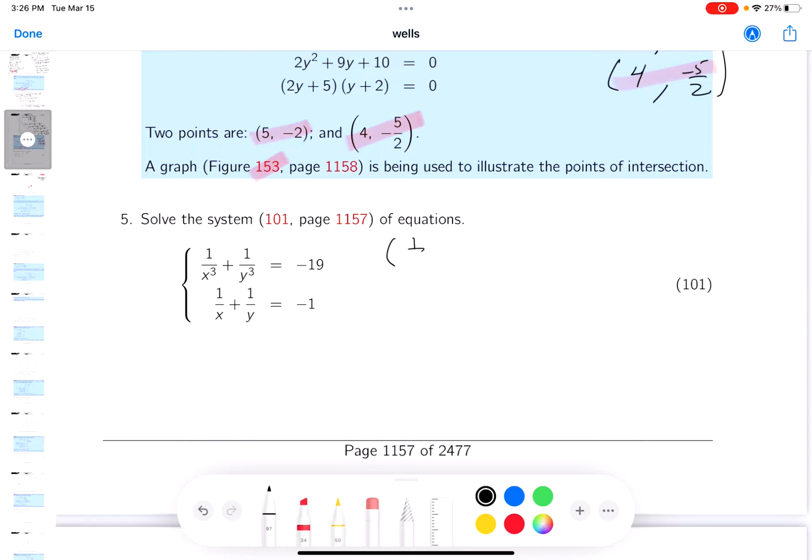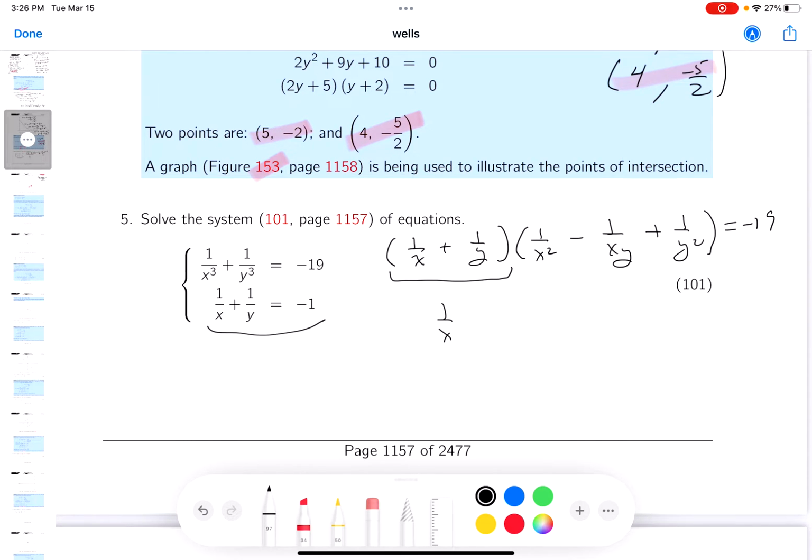I get 1 over x plus 1 over y, times 1 over x squared, minus 1 over xy, plus 1 over y squared. And that equals the number minus 19. And what I need to notice is that this number here is just minus 1. So 1 over x squared minus 1 over xy plus 1 over y squared is going to be, well, let's see, what's it going to be? It's going to be 19 then. All right? So then what am I going to do? Make a substitution.